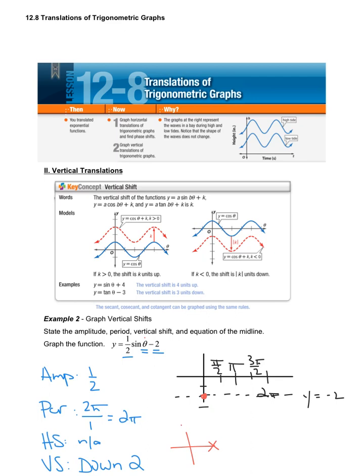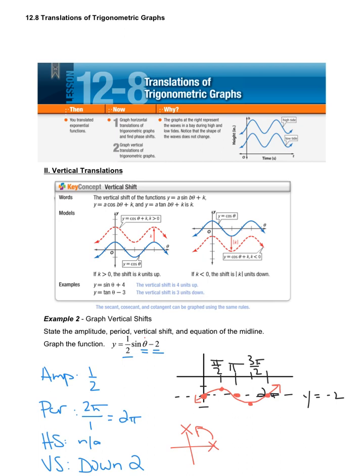When I plug in pi halves, I'm rotating up on my unit circle. The sine of pi halves is 1. 1 times a half is 1/2 minus 2 is negative 1.5. And then, like we said, you can keep plugging in values. Pi, sine's going to be 0. 0 minus 2 is negative 2. 3 pi halves, your sine value is negative 1. So this is going to be negative 5 halves. And then we're back at 0.